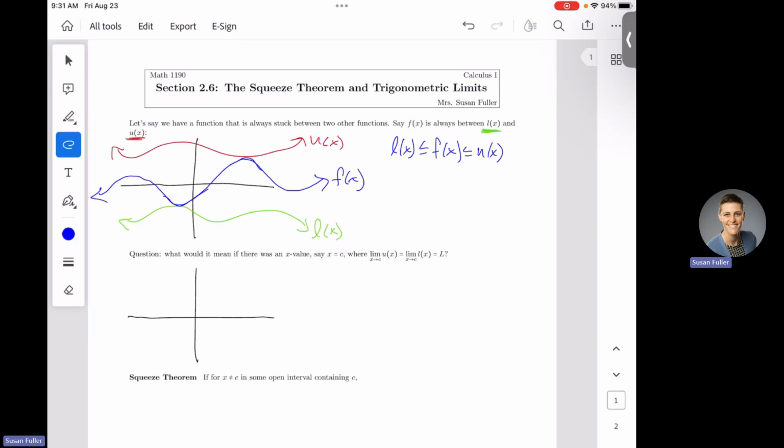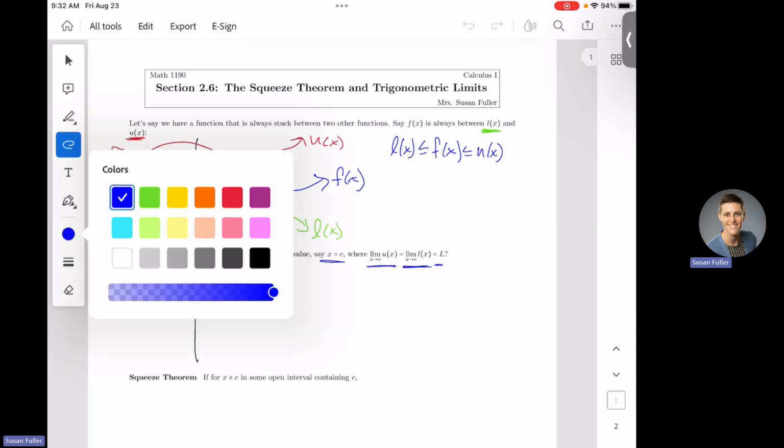Okay, if we have this current situation, then what happens if there was an x value, we're going to call it x equals c, where the limit as x approaches c of my upper function, my top function, is equal to the limit as x approaches c of my lower function? And that equal limit we're going to name L. So what would that look like?